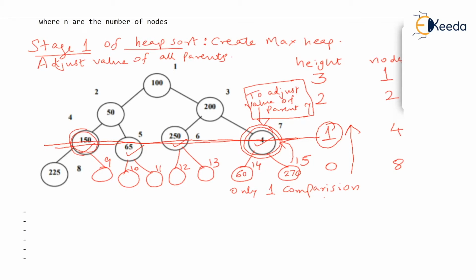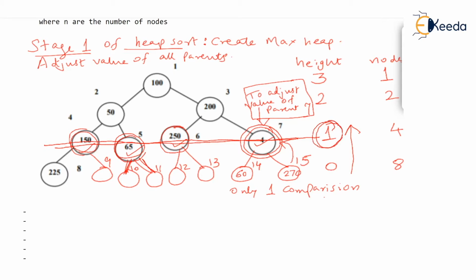Are you understanding? For fixing this sixth node, we needed only one comparison. For fixing this fifth node, this parent should be larger than its children, and we needed only one comparison. For every node over here, we needed only one comparison, and that is indeed the height.